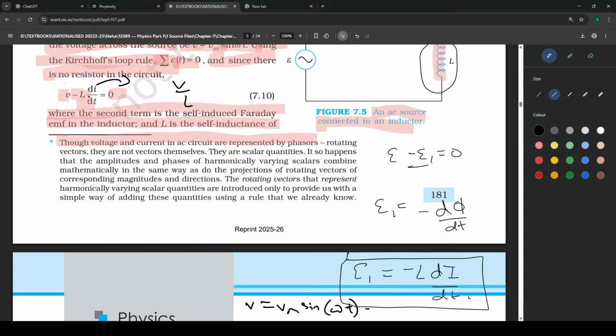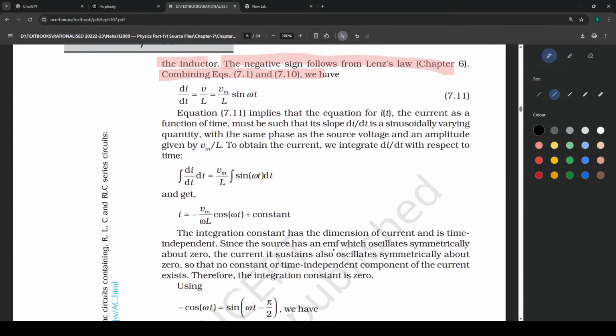After shifting it this side, L we shifted down. Now we will get di by dt. Now dt also we can shift that side. We will get, here, if we see, okay, this is the equation di by dt, which is equals to V by L, or Vm sine omega t by L.